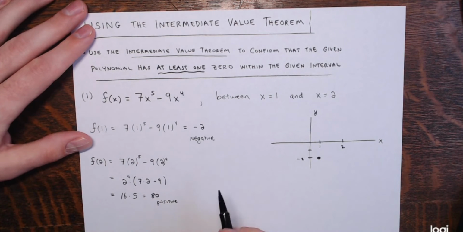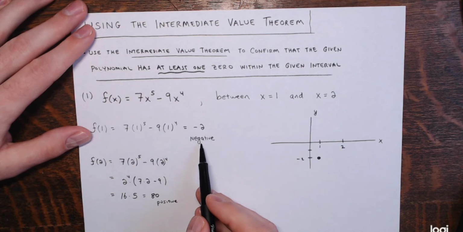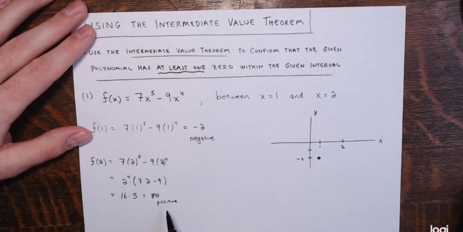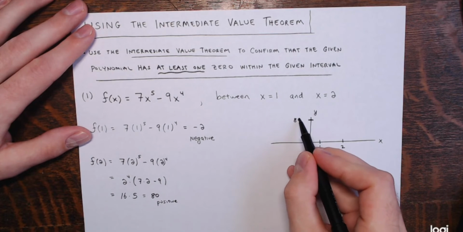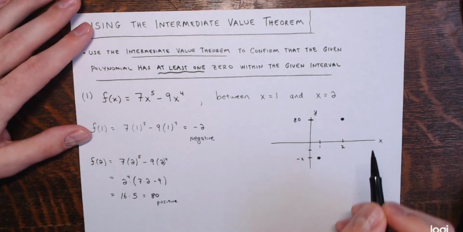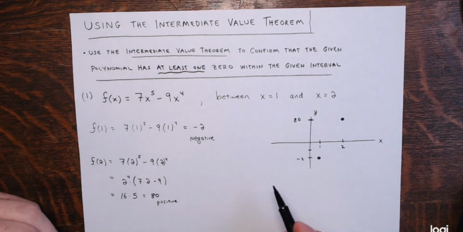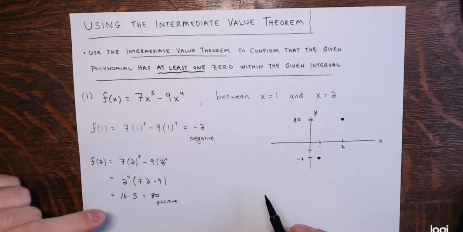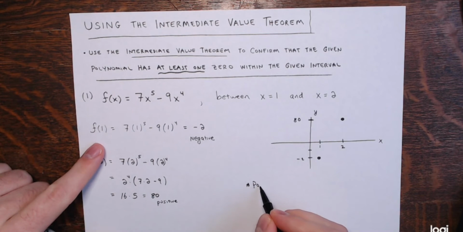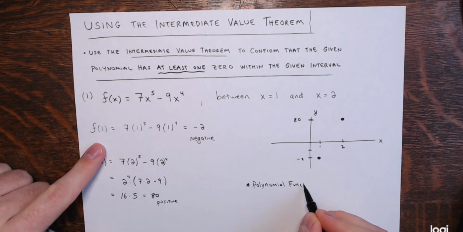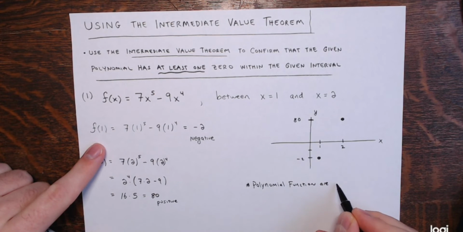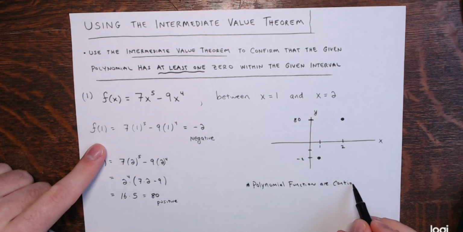So at x equals 1, the output's negative. At x equals 2, the output's positive. If you were graphing, the point (2, 80) would be on the graph. And the key to this theorem is the fact that the functions are continuous. Polynomial functions are continuous. This intermediate value theorem only applies to continuous functions, right? You can draw it without lifting your pencil.